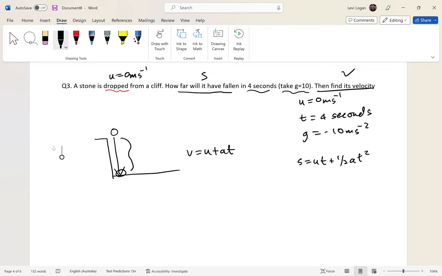First off, let's find the distance it goes, because we don't need to rearrange this at all, since they're already the letter we want. All we've got to do is plug in the numbers we've got. So s equals 0 times 4 plus a half times negative 10 times 4 all squared. Using your calculator, you should approximately get negative 80 here. Now this is displacement, so if you want the actual distance, just ignore the negative sign. So the height of this cliff is 80 meters.